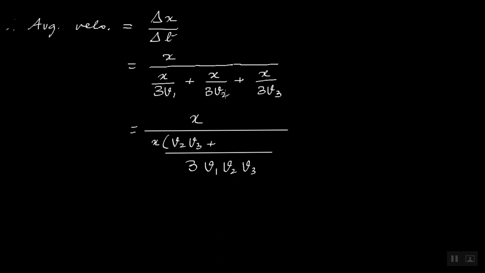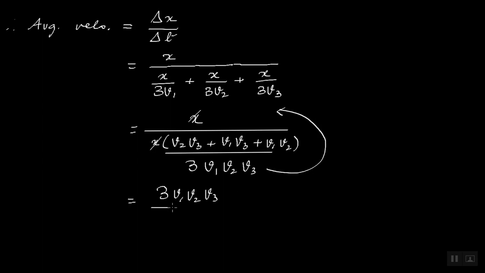This divided by 3 v2. So 3 and v2 will be gone. You have v1 and v3. v1, v3 plus this divided by 3 v3. 3 and v3 will be gone. You have v1 and v2. v1, v2. Close the bracket. Okay, so this x and this x will go. And this term here will go up. So you have 3 v1, v2, v3 whole thing divided by v2, v3 plus v1, v3 plus v1, v2. That is our answer.